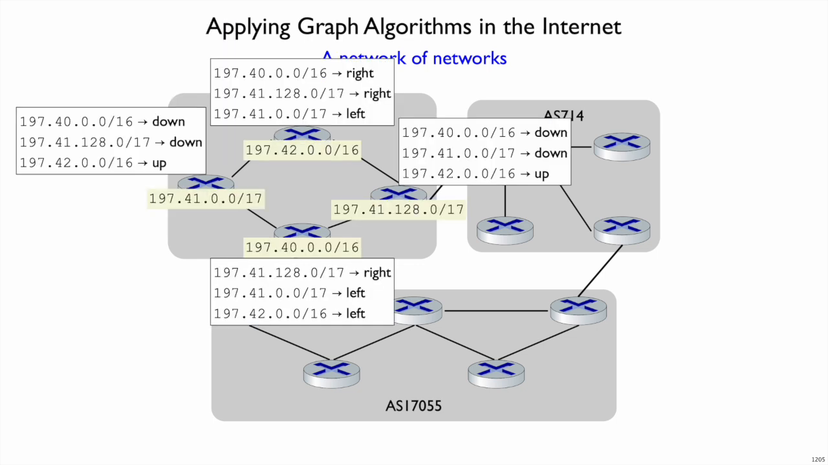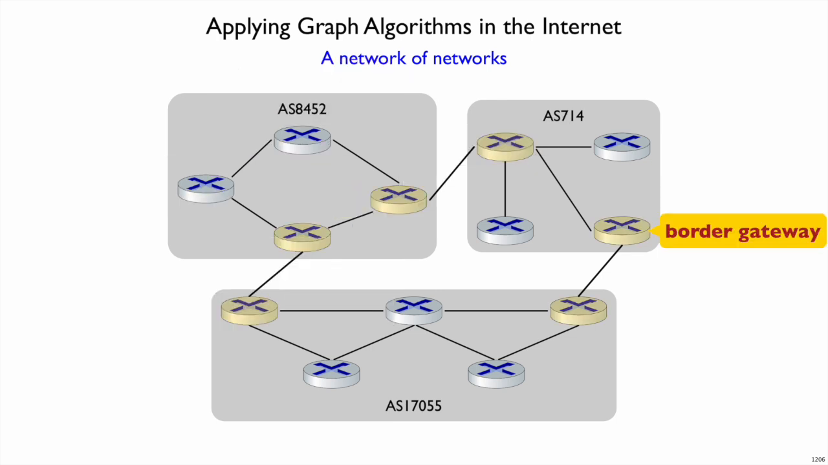And the end result will be some routing tables at each of these routers that say something like, if you're trying to get to the 197.40/16 subnet, then from this router, go in the down link here. If you are trying to get to 197.41.128/17, well, you need to get over here. Either of these choices might be okay, but it'll say go down, and then this one will say go up, and so on. So this is reflecting routing within the autonomous system.